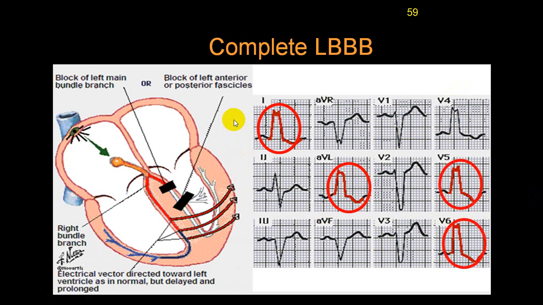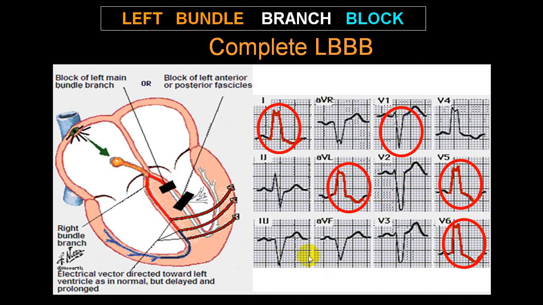Do remember this. Now I'll show you right bundle branch block. See in V1. This is small r, a deep S wave. Small r, a deep and broad S wave. Clear? Left bundle branch block.